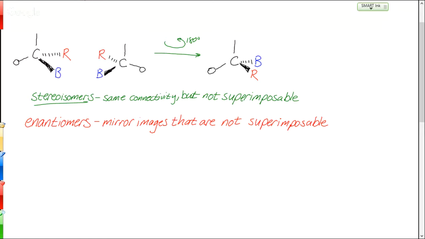So now if we compare this one and this one, it's clearer that those are not the same because the front and back positions are switched. The R is in front on one of them, and the B is in back, and then the other one is switched. The R is in back, and the B is in front.